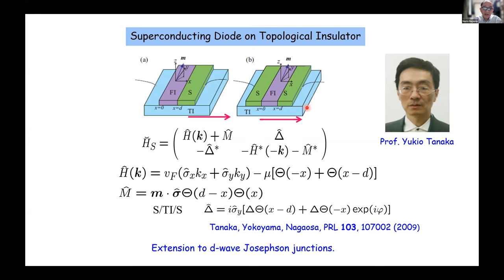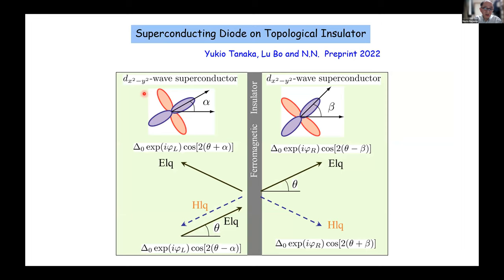Then if you have a surface state of a topological insulator, the spin-momentum locking is the strong coupling limit of spin-orbit interaction. Then we have this Josephson junction sandwiching this ferromagnetic insulator. We studied this model several years back, and then we replaced these superconductors with d-wave superconductors. Because a d-wave Josephson junction has a plus and minus sign of the order parameter, we can change this angle of the d-wave superconductors, right? And then we can solve this Andreev reflection problem and also the current-phase relationship of this Josephson junction.